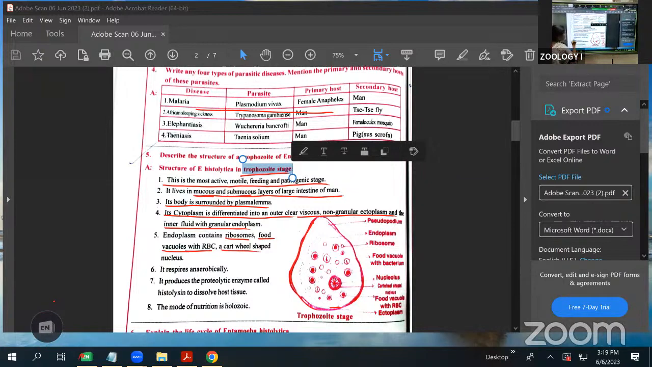Next, the heart wheel shaped nucleus. Every Entamoeba has a heart wheel shaped nucleus, a wheel-like structure. It respires anaerobically, as mitochondria are absent, and it produces a proteolytic enzyme called histolysin. That's why the name Entamoeba histolytica. The histolysin enzyme dissolves the host tissue. The mode of nutrition is holozoic, as they take in debris and blood. This one is about the trophozoite stage.